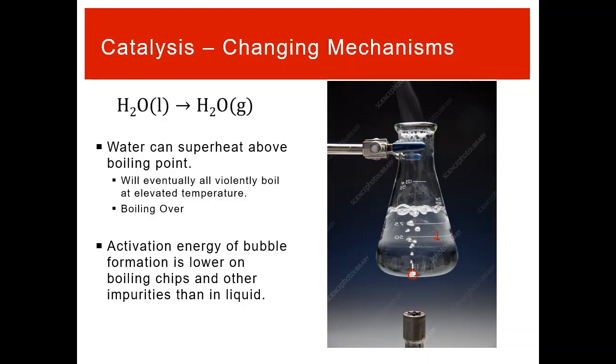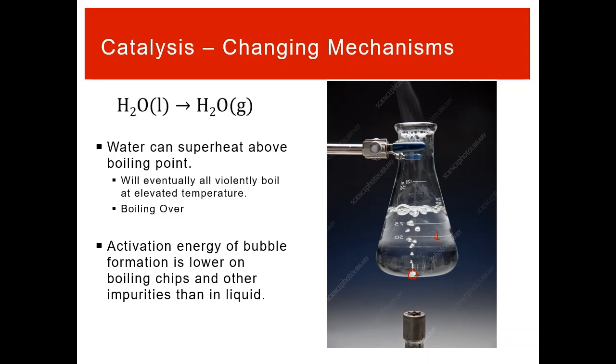The reason why you use boiling chips, or put something like a stir bar in a liquid when you're heating it, is that otherwise the liquid gets overheated. The liquid gets superheated above 100 degrees C. Eventually, it gets really, really hot, and you're able to overcome that barrier.